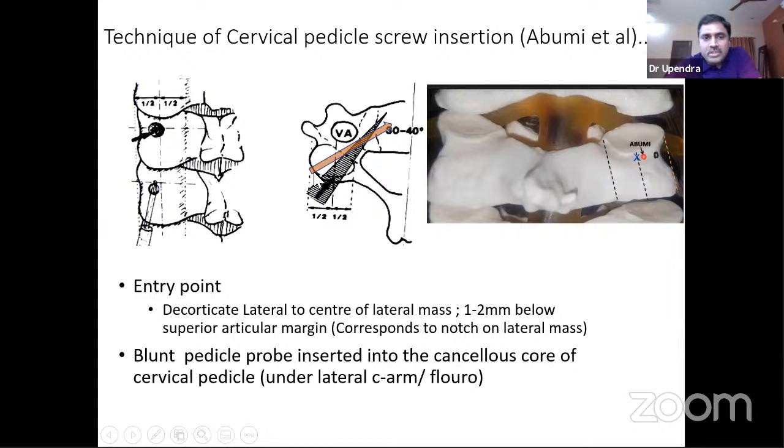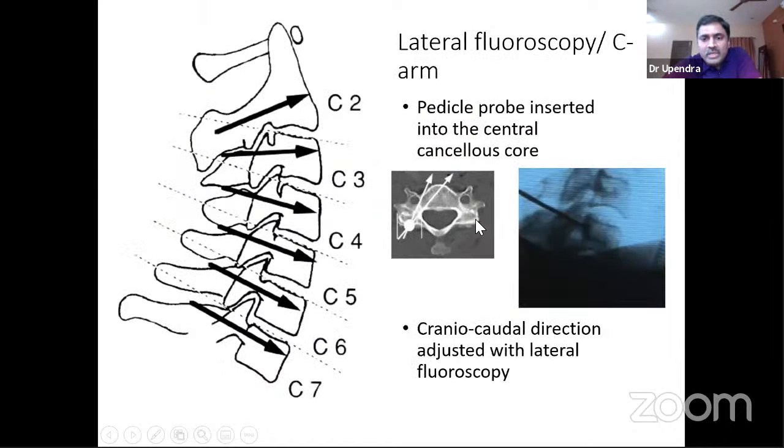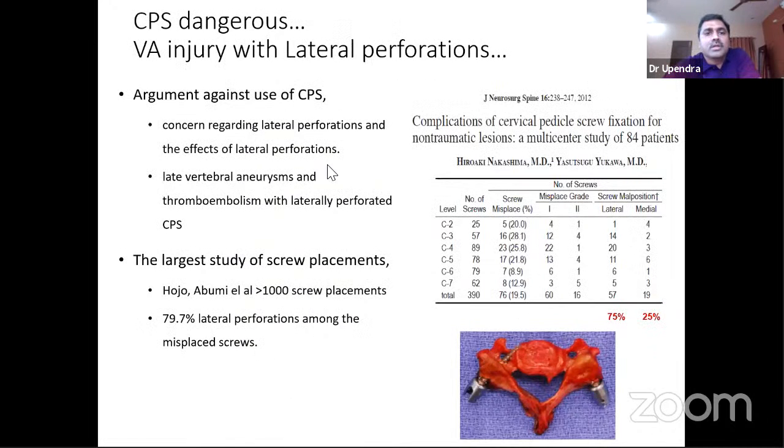Mind the point is quite medial to the actual axis of the pedicle. The lateral view will give you the craniocaudal direction. You can adjust this as was shown in the previous presentation, but we all know that it is not routinely used. One of the main problems is the excess lateral perforations that have been reported.